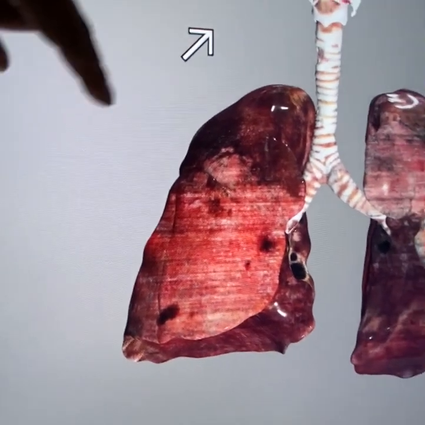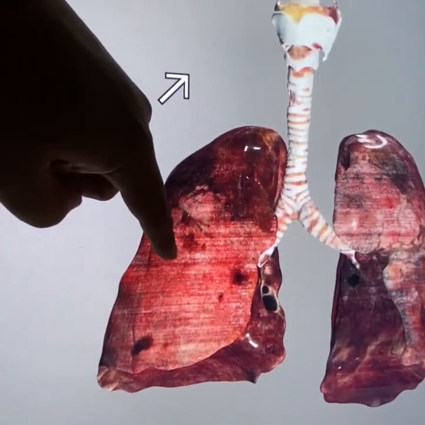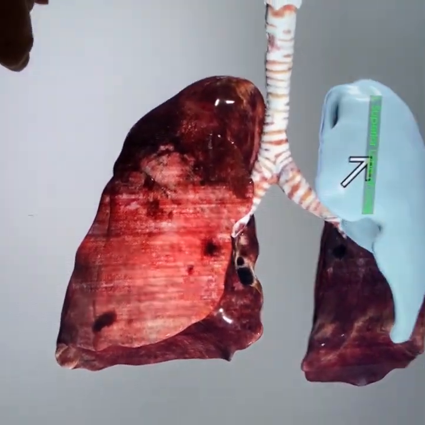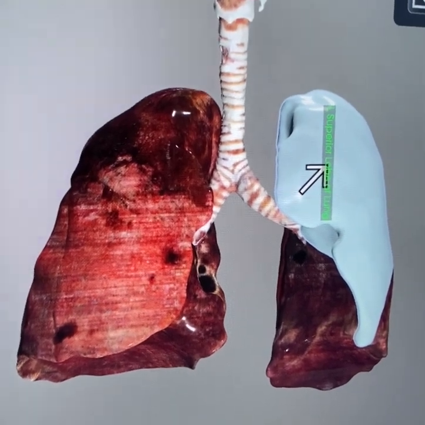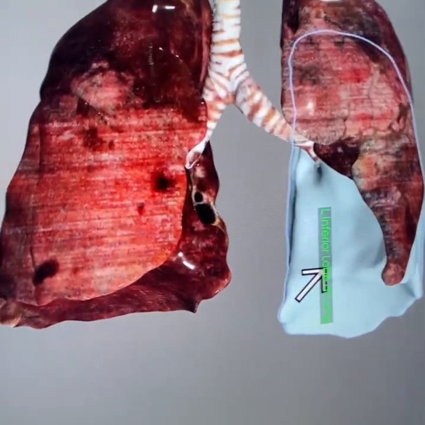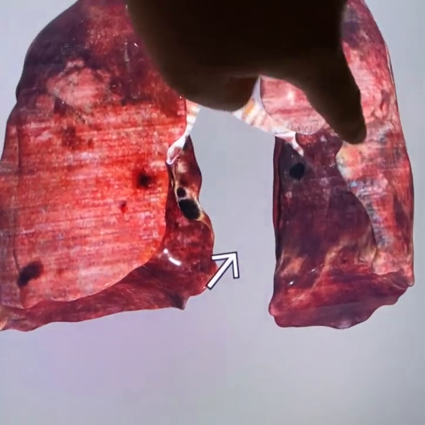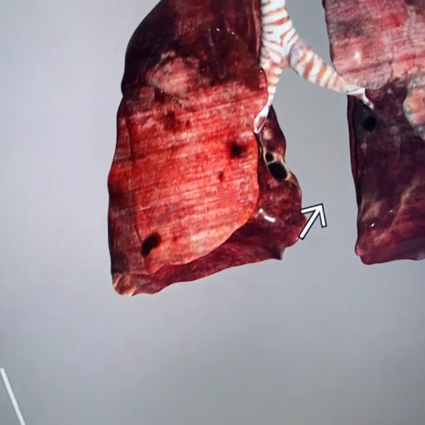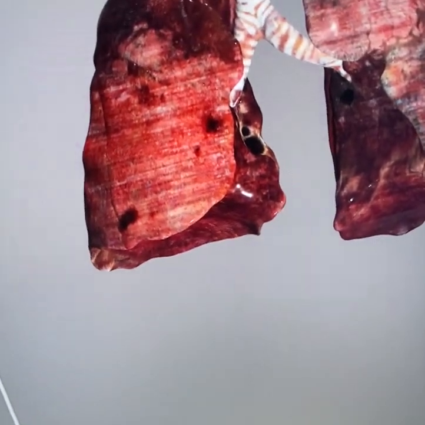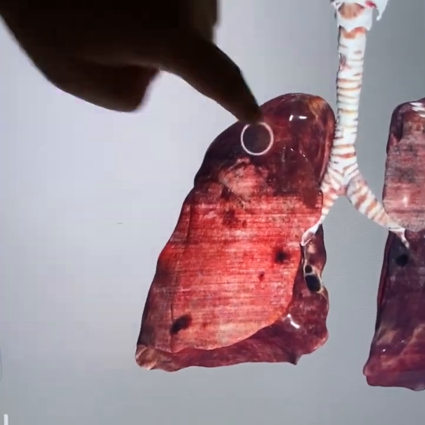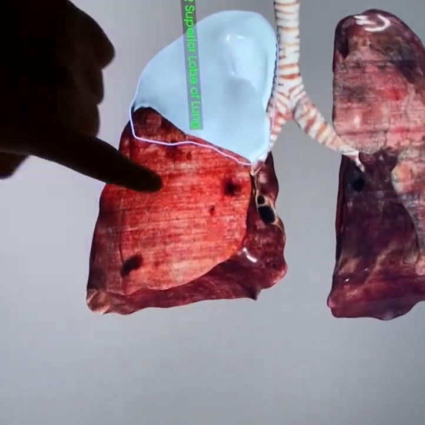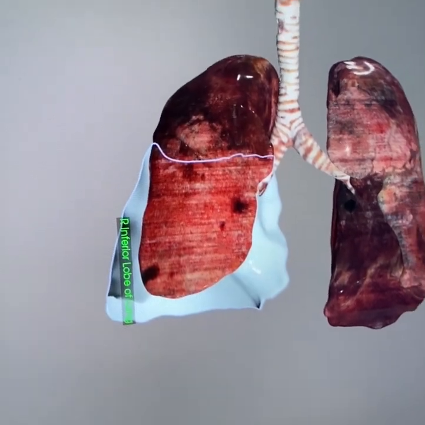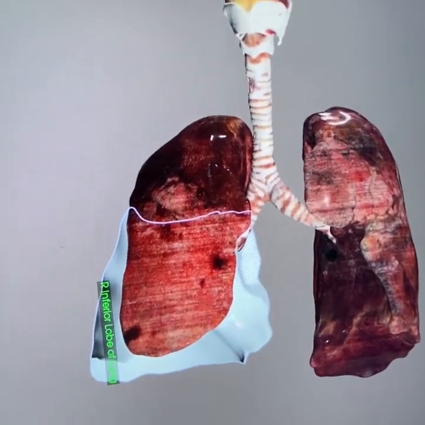Of course, when you're looking at this, you're looking at the right lung and the left lung. You could see that the left lung has a superior lobe and an inferior lobe. And this area right here is your cardiac notch. But the right lung, let's get rid of this arrow thing. The right lung has a superior, middle, and inferior lobe. So 3 lobes on the right, 2 lobes on the left with a cardiac notch.